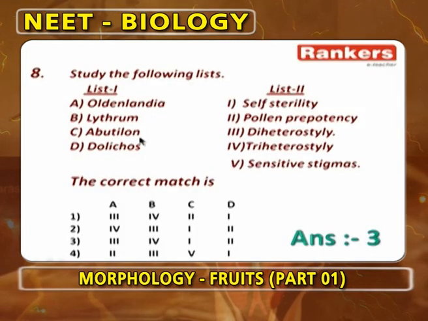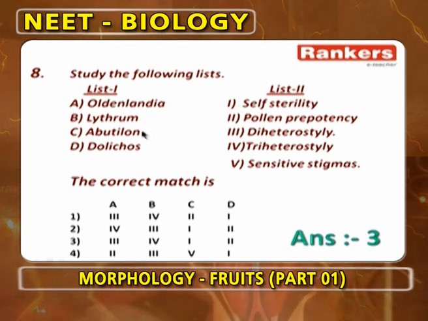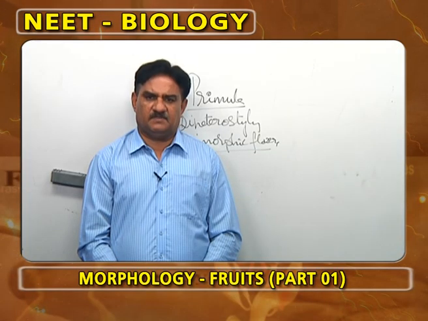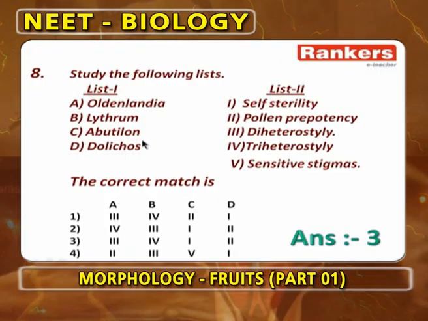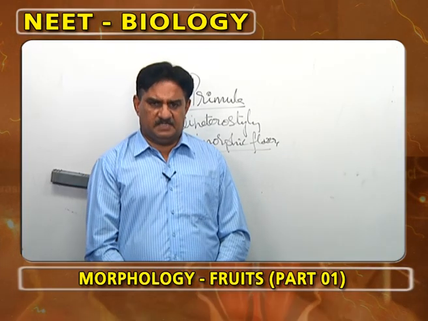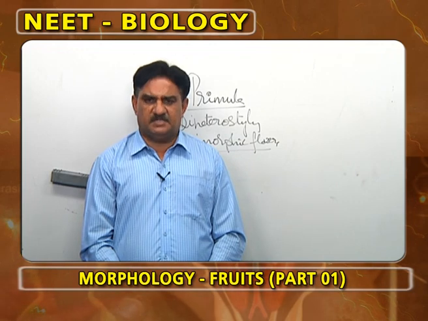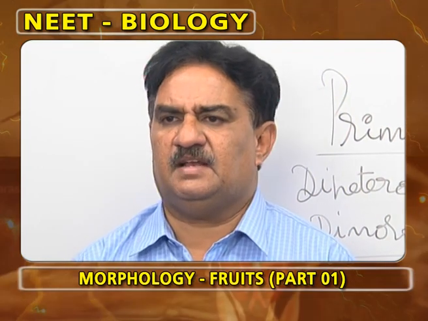Next, C, Abutilon. Abutilon is self-sterility. In Abutilon and passiflora, even though bisexual flowers are present, self-pollination does not occur, only cross-pollination occurs. Why? Because of self-sterility. What is self-sterility? Self-sterility is when the pollen grains reach the stigma of the same flower, they do not show any germination. That is failure of self-pollination in a bisexual flower. Suppose the same pollen grains reach the stigma of the other flower, they show germination and help in fertilization.